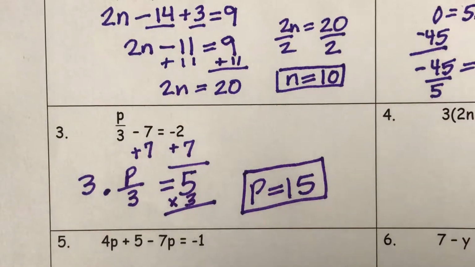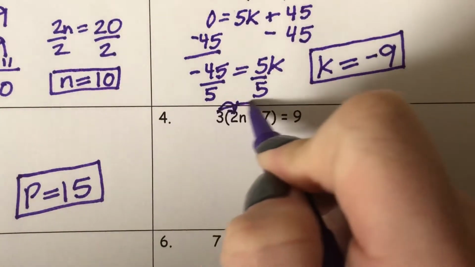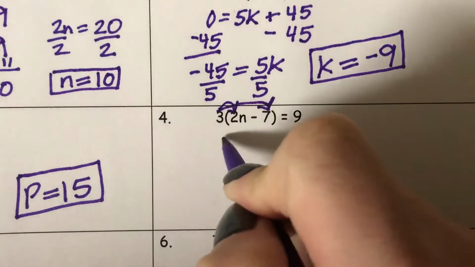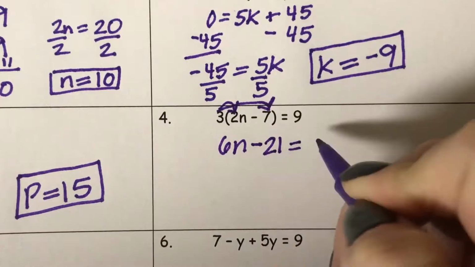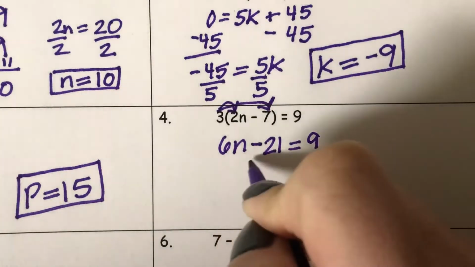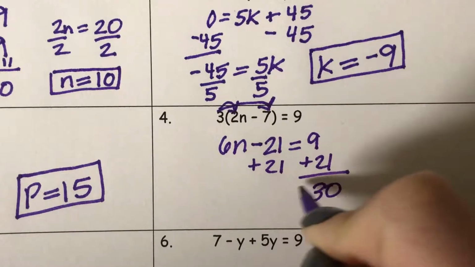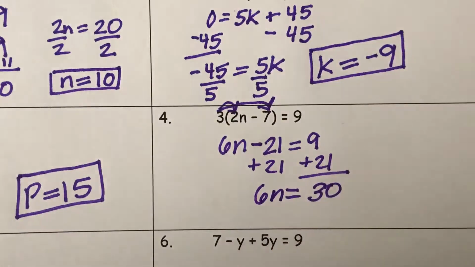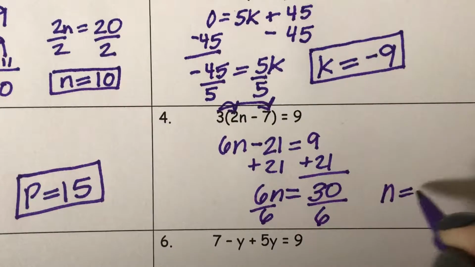Now feel free to pause this video at any time if you need to go back through the steps. All right, number 4. More distributive property. 3 times 2n is 6n, minus 3 times 7 is 21 equals 9. Add 21 to the other side. We're left with 30 equals 6n. Divide by 6. n equals 5.